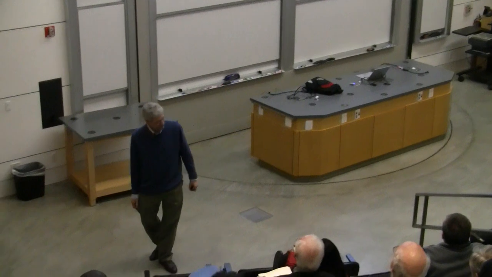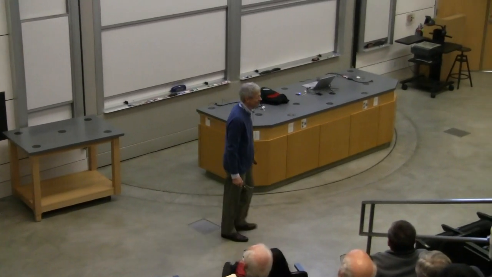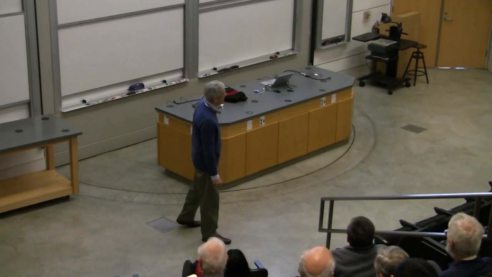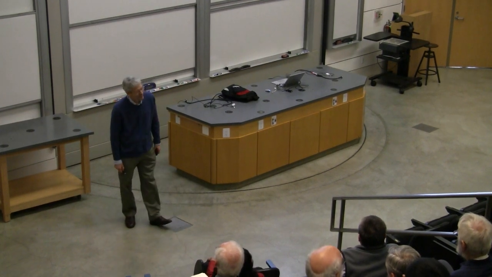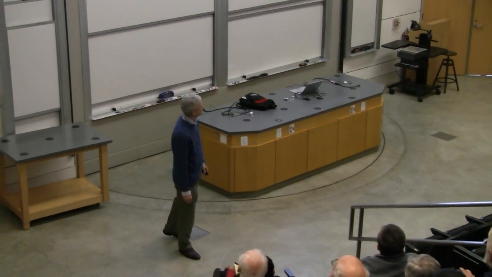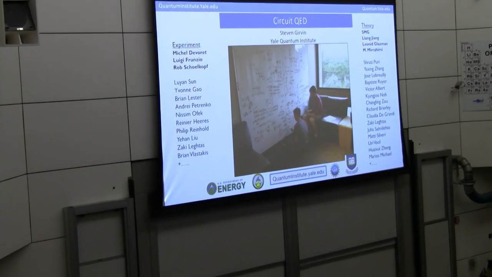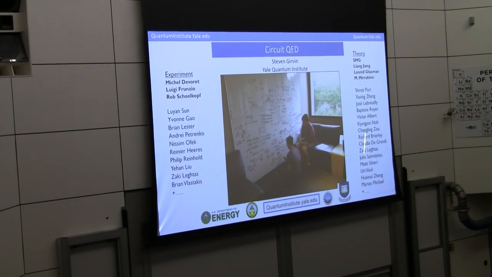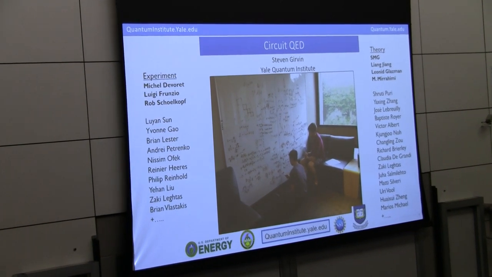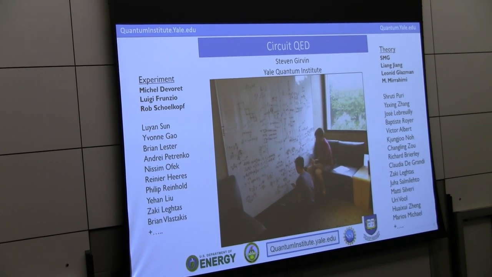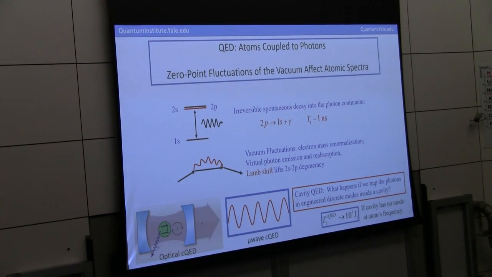I'm a condensed matter physicist who's trying to pretend to be an atomic physicist. I'm going to tell you about things that can be done in, not cavity quantum electrodynamics, but circuit quantum electrodynamics. The people that do the hard part, the experiments, are over here, and many theory collaborators here. So please feel free to ask questions if I go through something that's not clear.